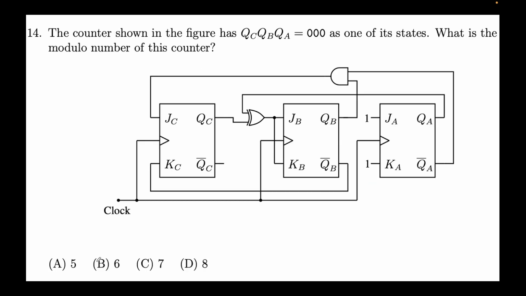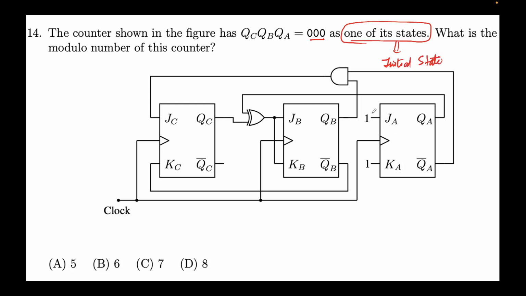Now this is a different set of problems. The counter shown in the figure has 0 0 0 as one of its states, not as the initial state. What is the modulus number for this counter? As you saw in the previous problem, we need to start somewhere. But it says only one of the states, so we'll assume it to be the initial state itself, without any loss of generality. It will not be any problem.